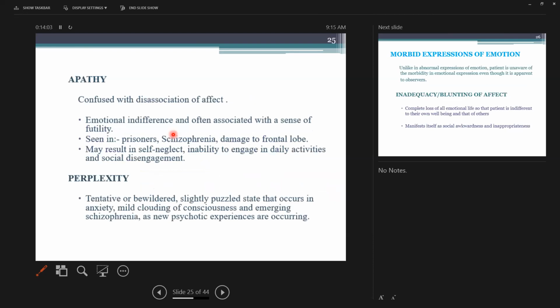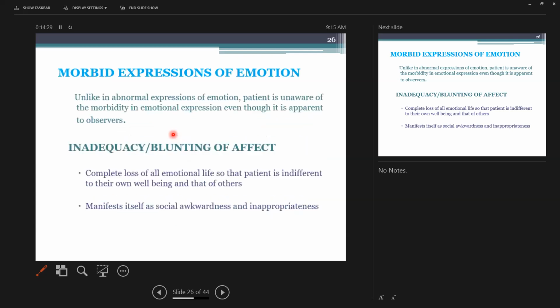Apathy. Apathy is emotional indifference, often associated with a sense of futility. It is seen in prisoners, in schizophrenia, and damage to the frontal lobe, and it may result in self-neglect, inability to engage in daily activities, and social disengagement. Perplexity is a tentative or bewildered, slightly puzzled state that occurs in anxiety. There is mild clouding of consciousness and it is seen in emerging schizophrenia as new psychotic experiences are occurring.